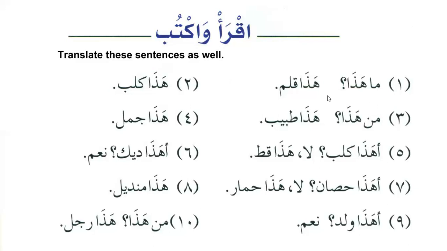Doctor. Okay. هذا جميل. No. Is that? هذا جمال. Oh yeah, because جميل is beautiful, right? Yes. So جمال is camel. Correct. Camel. Okay. هذا كلب. So is this a dog? And then لا هذا قط. No, this is a kitten, a cat.